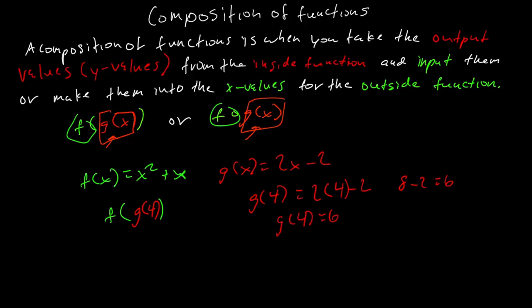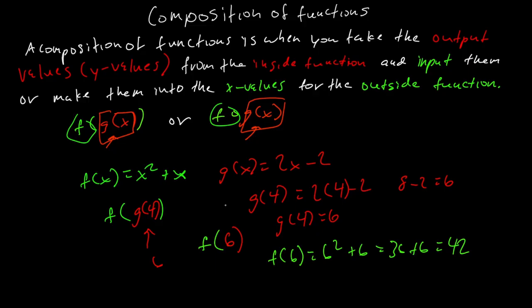So now we can replace the g of 4 here with 6. And now we just do f of 6. And this would now be easy to solve because we can just do f of 6 equals 6 squared plus 6, which equals 36 plus 6, which equals 42.